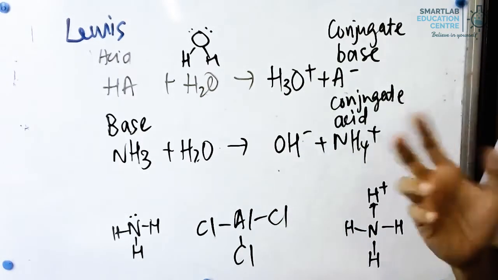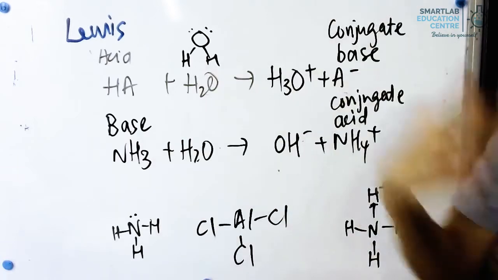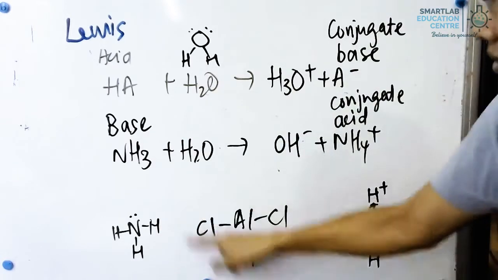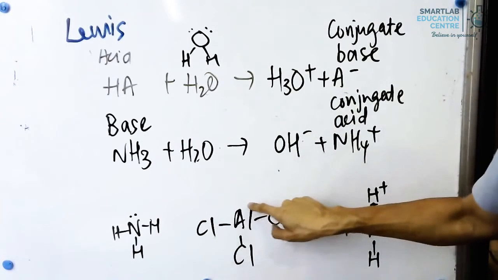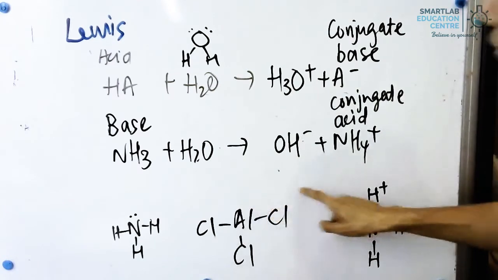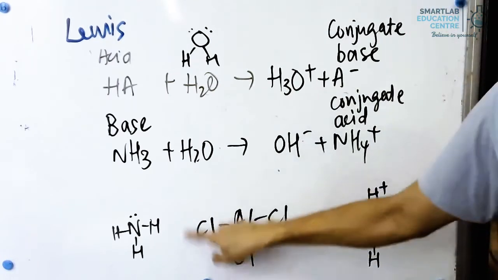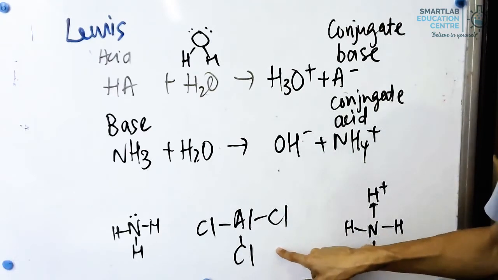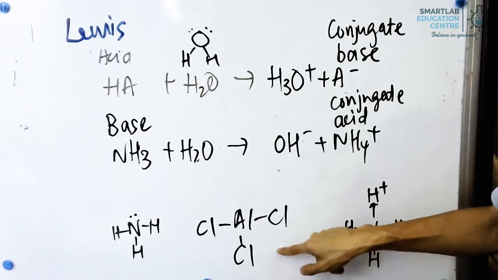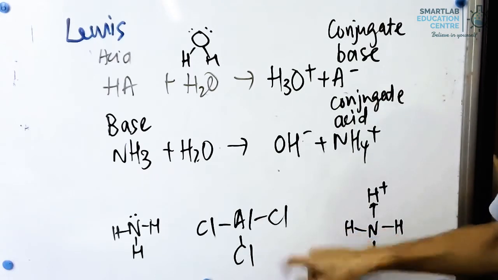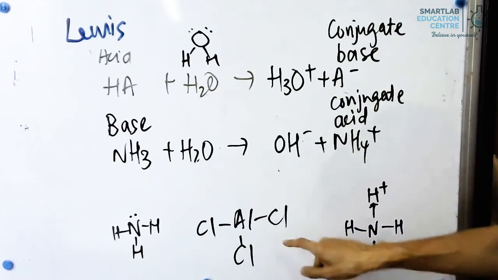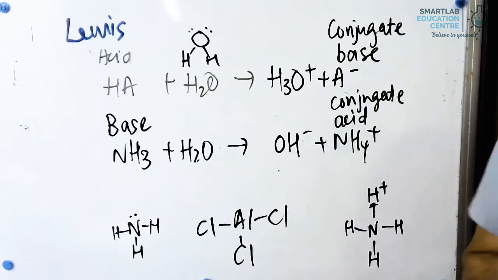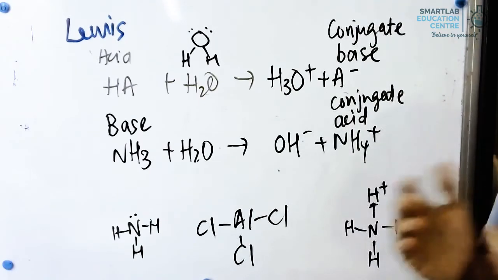So based on the definition of Lewis acid, which is an electron pair acceptor, AlCl3 is able to receive an electron pair at the aluminum. So this means that AlCl3 is categorized as an acid, which is clearly not correct, which is the reason why the Bronsted-Lowry definition of acid and base is the one that we're studying, as it is more accurate.